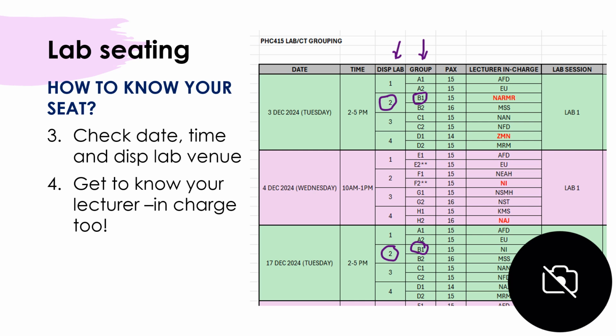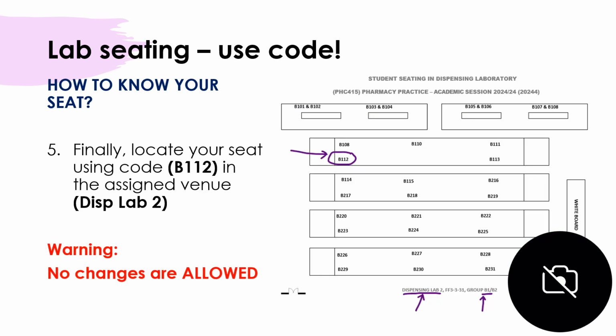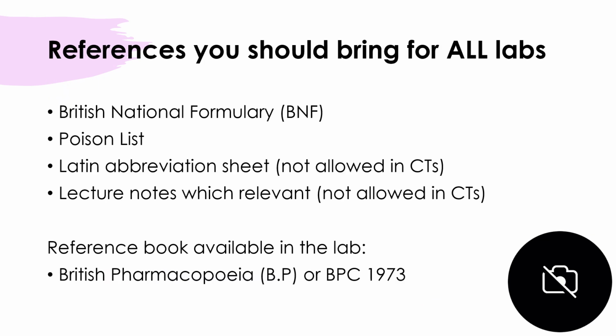From there, you can check date, time, and dispensing lab venue, as well as the lecturer in charge. By referring to the floor map of the dispensing lab 2, you can immediately know your seat by looking at the code B112. Remember, you are not allowed to change any of the arrangement.